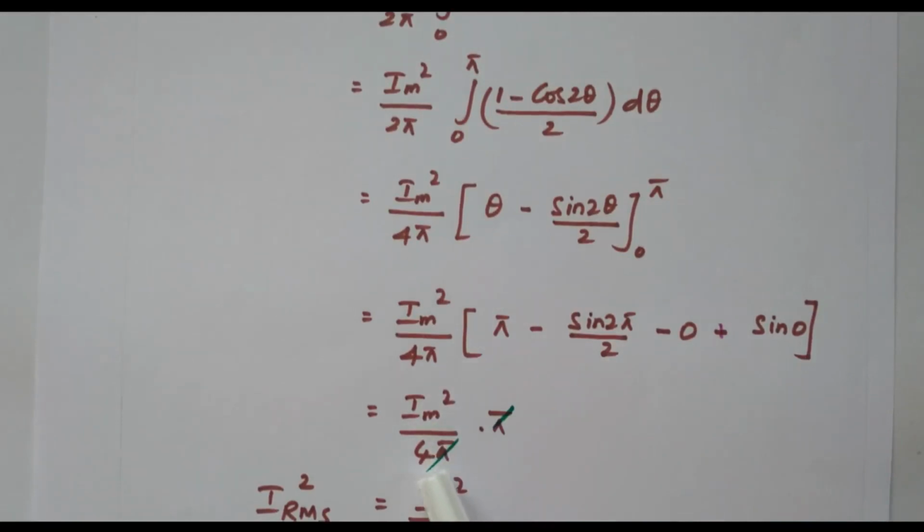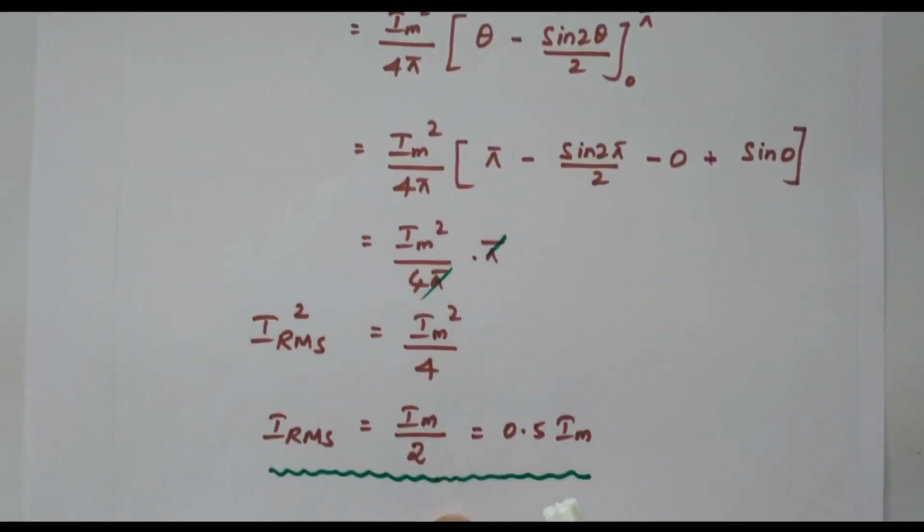So Im² divided by 4π into π. This π got cancelled. So what we have is Im² divided by 4, that is I_RMS² equals Im² divided by 4. Now we'll take the square root on both sides. So I_RMS equals Im by 2, since the square root of Im² is Im and the square root of 4 is 2. This 1 by 2 is 0.5, so 0.5 Im. For a half wave rectifier, the RMS value of current is 0.5 times the maximum value.